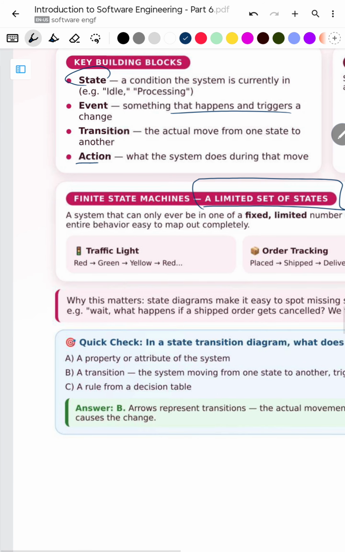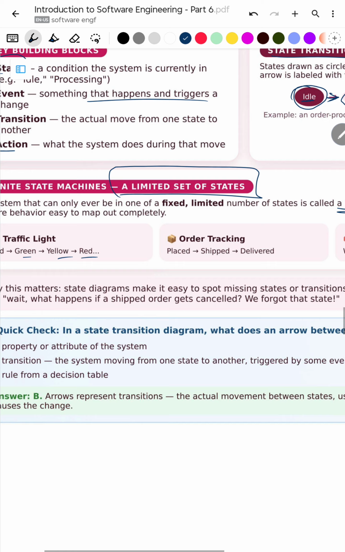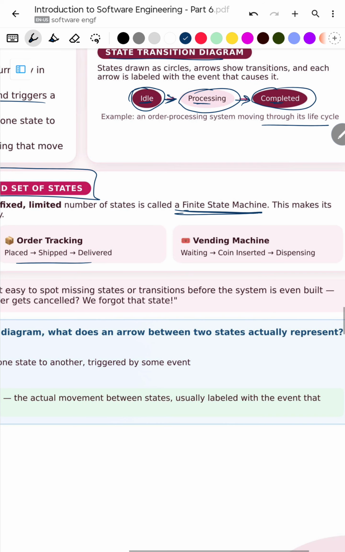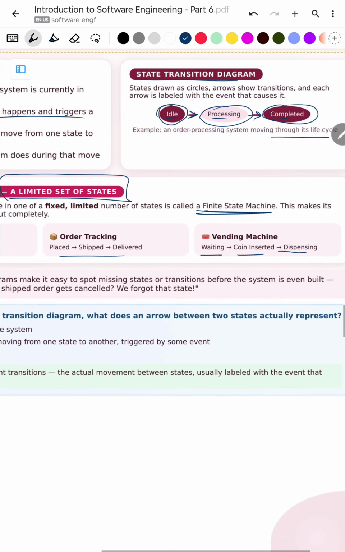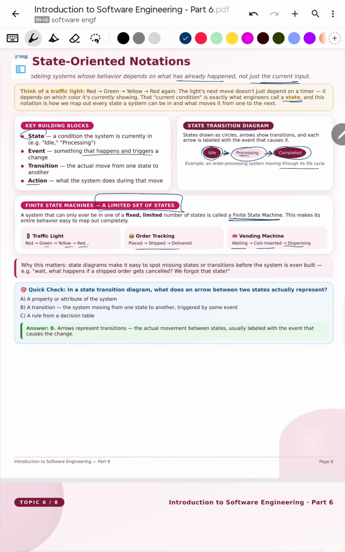Suppose for traffic light, what is it? Red, green, yellow, again red. For tracking, order is placed, order is shipped, order is delivered. For vending machine, waiting, coin inserted, dispensing. That's it. So why this matters? State diagrams make it easy to spot mistakes, missing states or transitions before the system is even built. Okay, obviously if you imagine you have forgotten the shipped part here, placed then delivered, then something is missing.